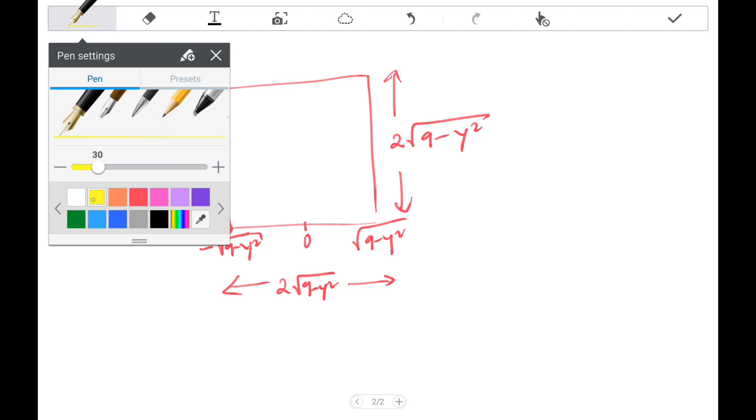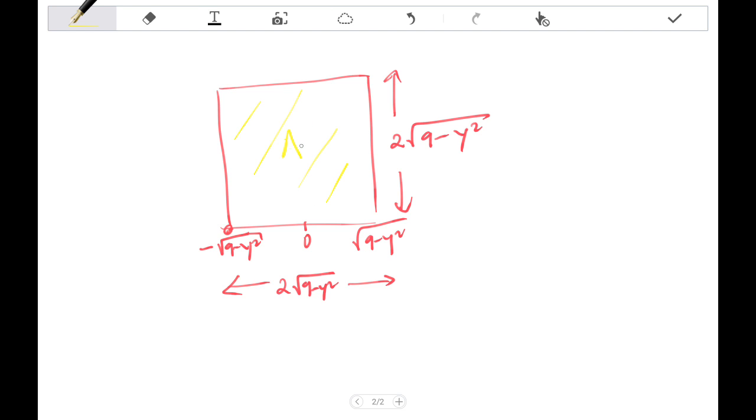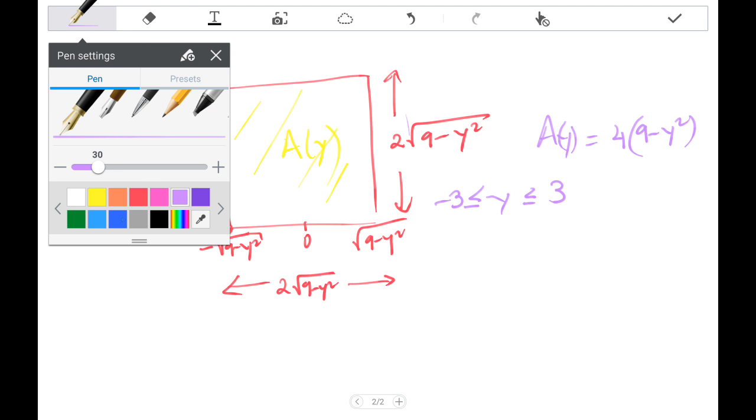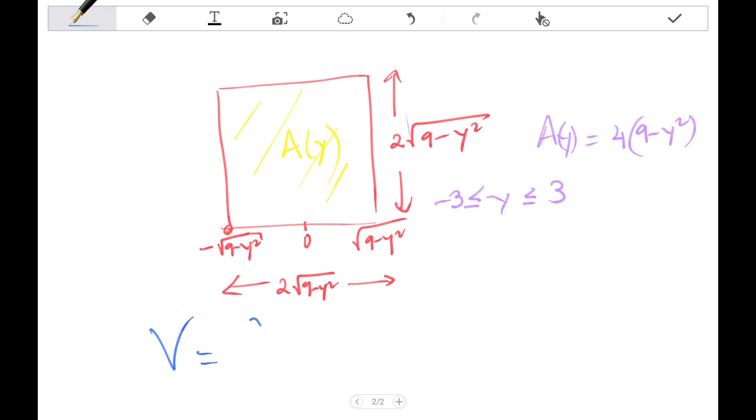So if I want to calculate the area of this shape, A of y, it turns out to be the product of these two sides, so 4 times root times root, you can cancel the roots, and then write 9 minus y squared. Okay, so this is A of y. I know that y changes between negative 3 and 3 in this question. So if I integrate this area, I will find the volume, right? Volume is the integral of area with respect to y, and y changes from negative 3 to 3.